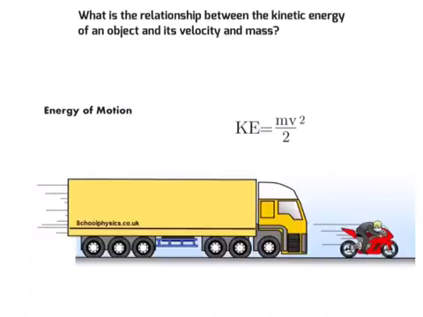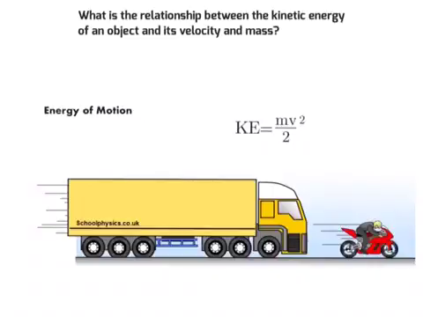What is the relationship between the kinetic energy of an object and its velocity and mass? The relationship between the kinetic energy of an object and its mass and velocity is the energy of motion. According to Discovery Textbook, the kinetic energy of the object is dependent on the mass of the object as well as its velocity. If an object has a mass, m, and a velocity, v, then its kinetic energy, KE, is as follows. KE equals mv squared divided by 2.